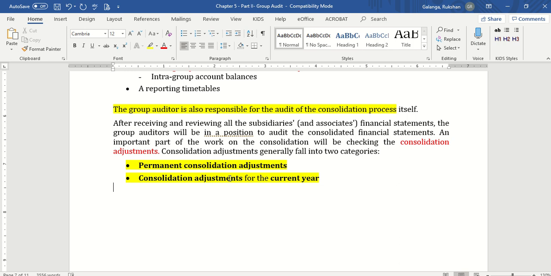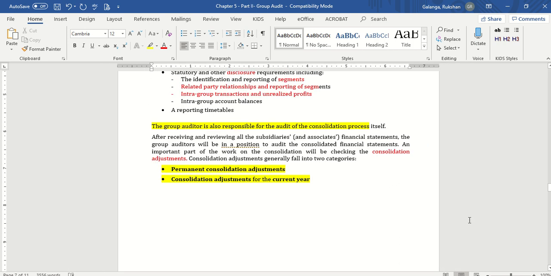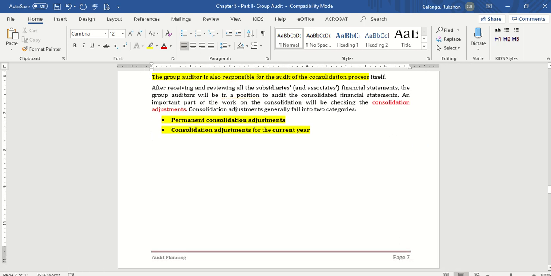Technically it can't. So you have to eliminate that. So the auditor's responsibility is to check that kind of adjustment when doing the audit, right? So that is what these two bullet points say.